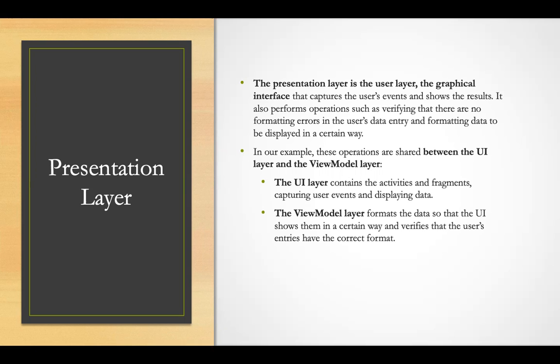In Android, these operations are shared between the UI layer and the view model layer or the presenter layer, based on which pattern we are following. The UI layer consists of activities and fragments in Android, and it captures the user events and also helps in displaying the changed, modified, or requested data. The view model layer formats our data in a way that the UI shows it in a certain way and also verifies that the user's entries have the correct format.